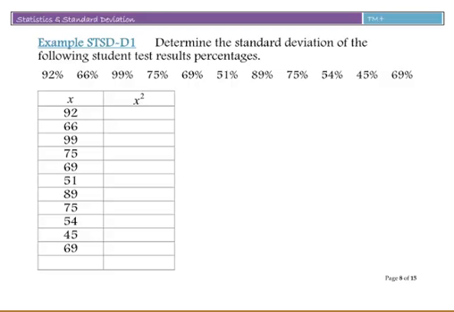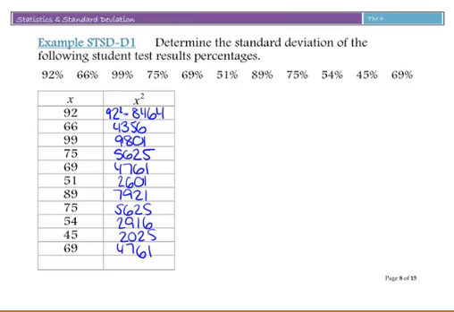So firstly we go through and find out what x squared is in each case. With the first one we've got 92, so 92 squared gives me 8464. Then 66 squared gives me 4356. Okay, so I've gone through and filled in those values all the way down, so just squaring each x term. I also need to sum each column.